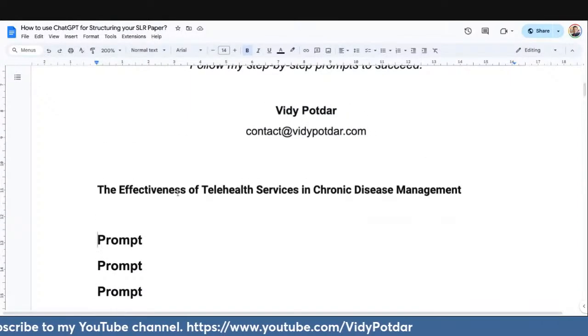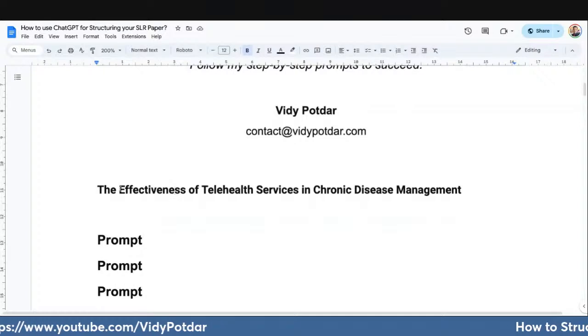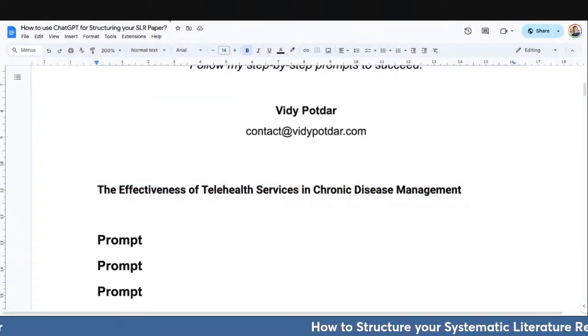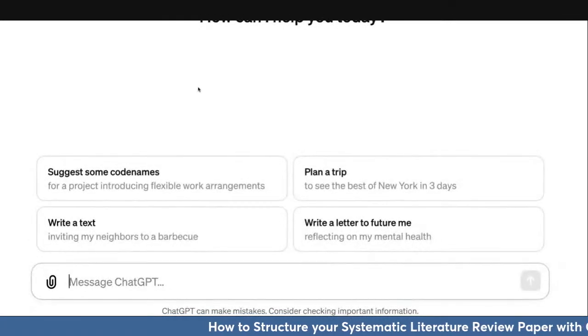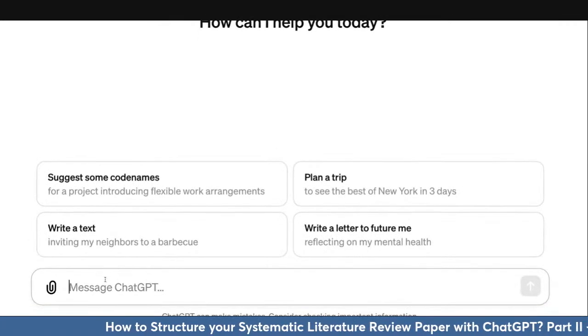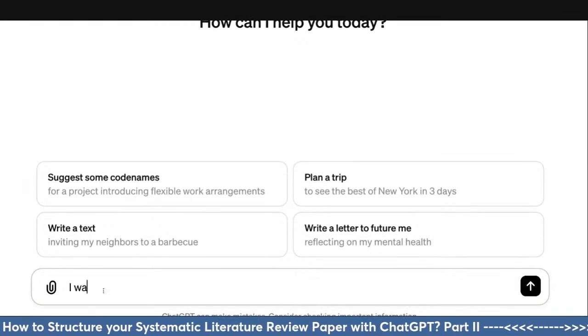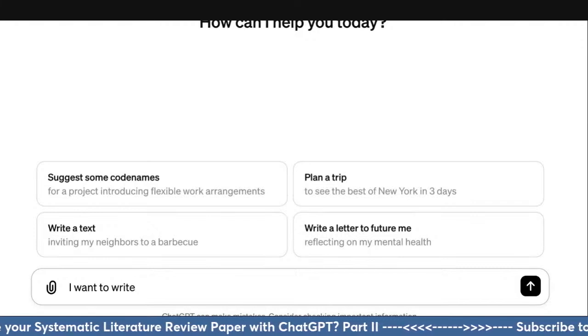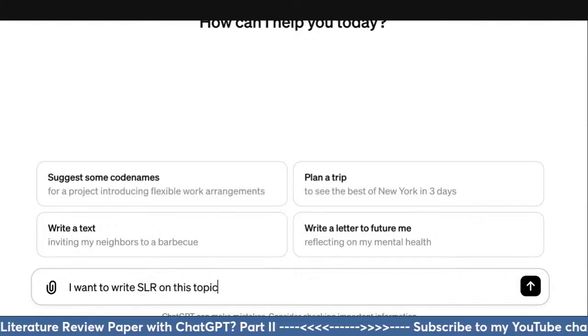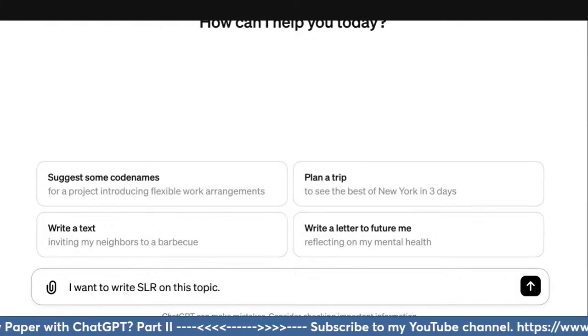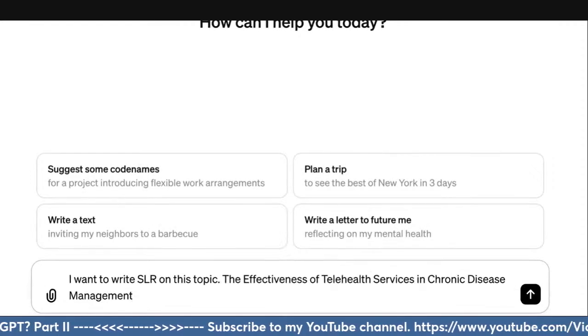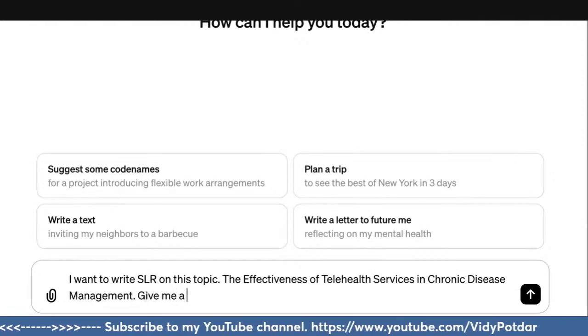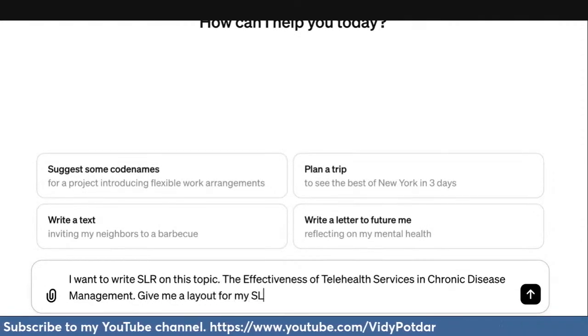So for today's session, I'm going to take this as a topic for SLR. If I were to write a SLR on this topic, let me show you how you can start your work. The first thing is, you can say, I want to write a SLR on this topic. Give me a layout for my SLR paper. Let's see what this gives.